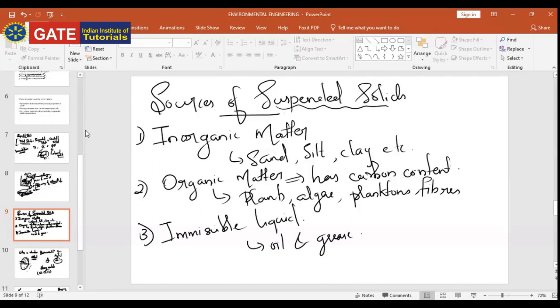Okay, so these are the 3 different sources. You can write the sources and examples. Inorganic matter like sand, silt, clay, etc. Organic matter, which means the matter that is having carbon content in it, like plants, algae, planktons, fibers, etc. Now, immiscible liquids such as oil and grease can also form suspended solids. Got it? Clear, no?